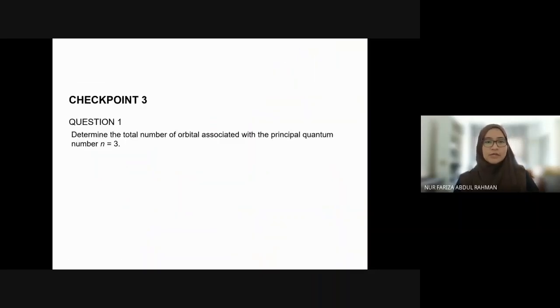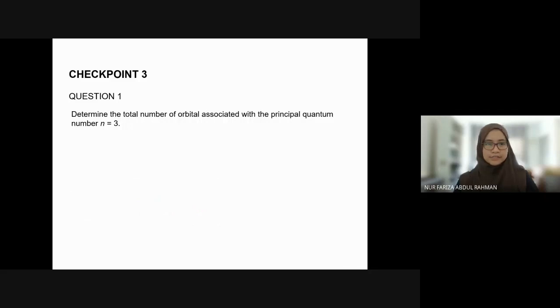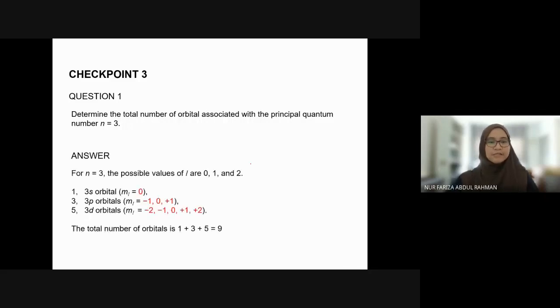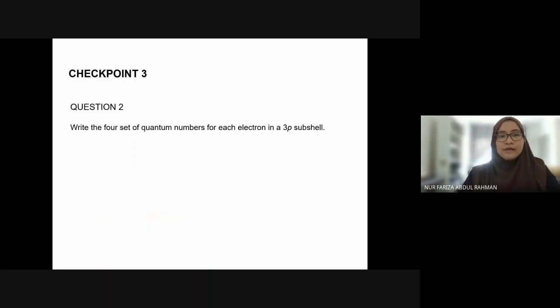Okay, so we have others. So this is the answer. Do you see it? 3s, 3p, 3d, so it is the same. This is the totalling approach. Okay, alright. So we have a few other checkpoints. You may write your answer. You may try it out first and then we will discuss it.